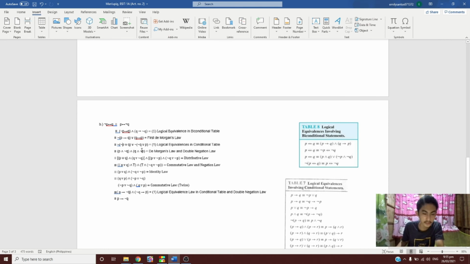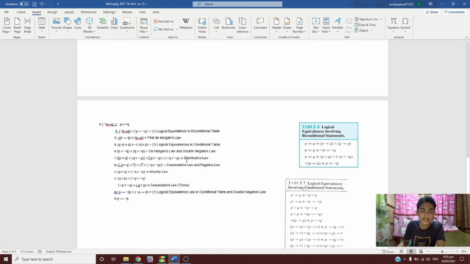You can see here, it will turn into opposite sides, disjunction into conjunction symbols, and the negation is actually transferring to a specific place. So P equals negation negation P, just like that.